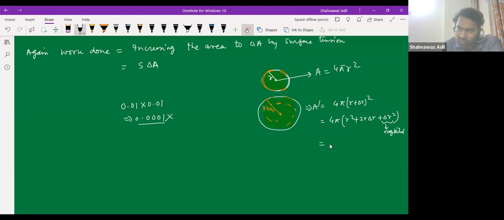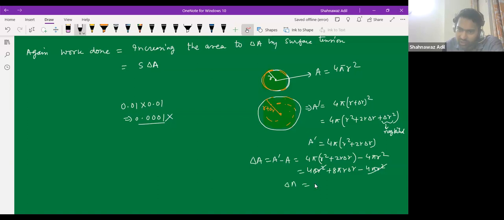So the new area is how much? 4πr² plus 8πrΔr. This is the new area. So the change in area, this is A' minus A. This would be 4πr² plus 8πrΔr minus 4πr². The 4πr² will cancel and we'll get the change in area as 8πrΔr. This would be the change in area.